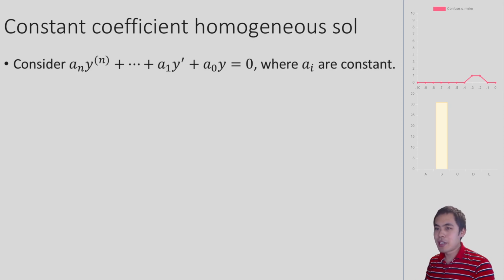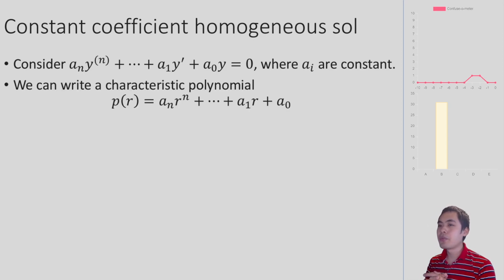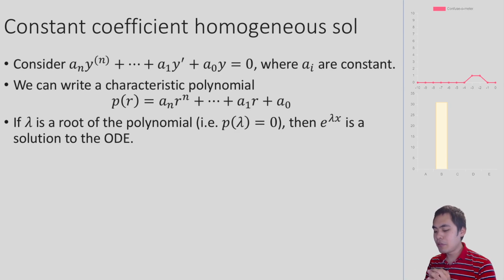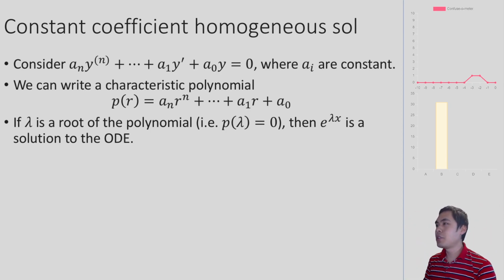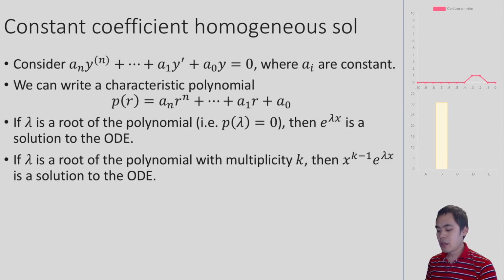If all the coefficients are constant, we can write a characteristic polynomial, an r to the n plus dot dot dot a1 r plus a naught. And if lambda is a root of the polynomial, that is p of lambda is equal to 0, then e to the lambda x is a solution. If it's a root with a higher multiplicity, so if it shows up multiple times as a 0 of your polynomial, then x to the k minus 1 e to the lambda x is a solution to the ODE.